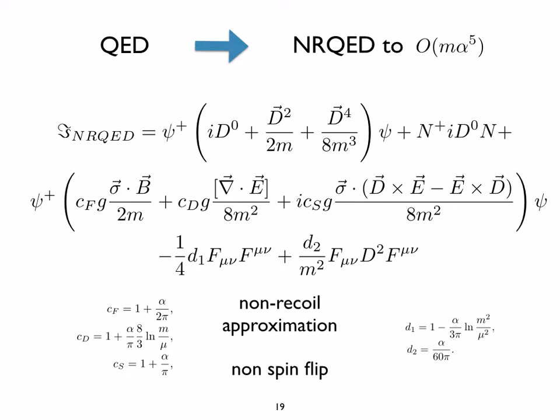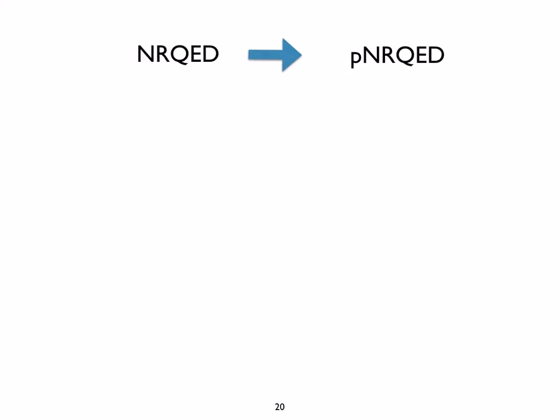This Lagrangian is written in terms of Pauli spinors, which are non-relativistic, and so we can apply all the machinery of non-relativistic quantum mechanics to this system, which can be simpler than the usual quantum field theory approach. The next step is to integrate out the photons at scale m alpha and to obtain pNRQED.